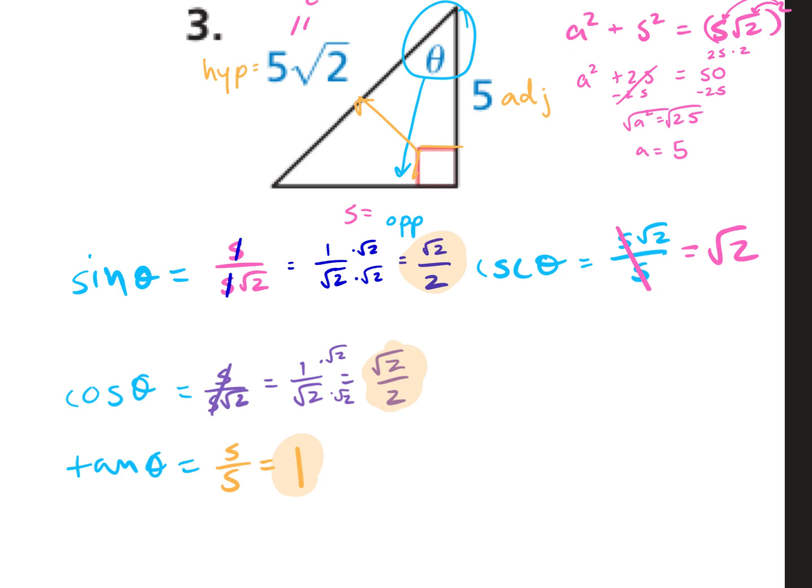Any questions on that one? Let's find secant next. So secant is hypotenuse over adjacent. So 5 square root 2 over 5. Same thing. 5's cancel, so we're just left with square root 2.